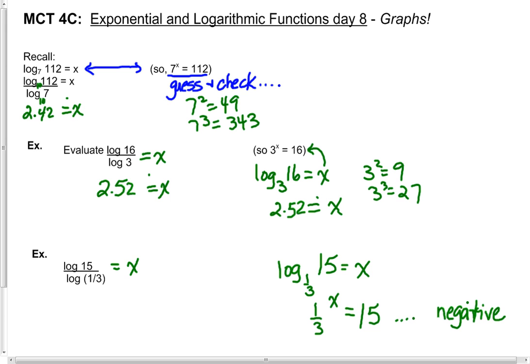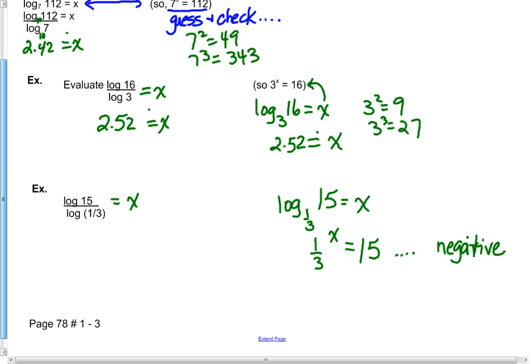3 to the something that gives me 15. Well, 3 squared is 9. 3 cubed is 27. So my prediction would be that my x value should be a negative between -2 and -3. Let's type it into our calculator. X is approximately -2.46. So there are some questions on page 78 that could give you some more practice with these and get more familiar with them. All right, let's look at graphing now.